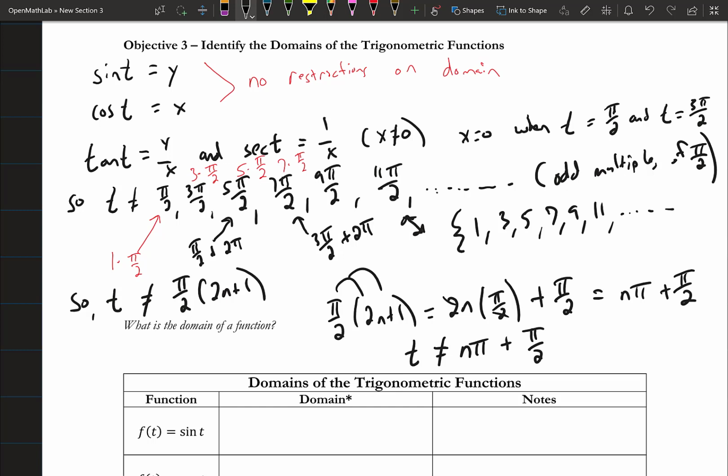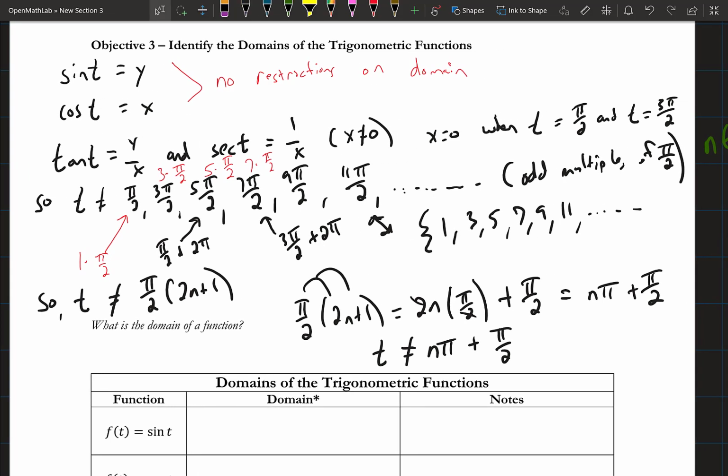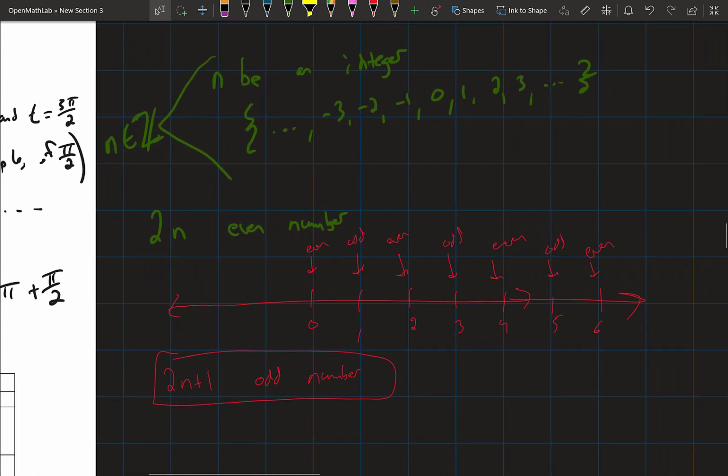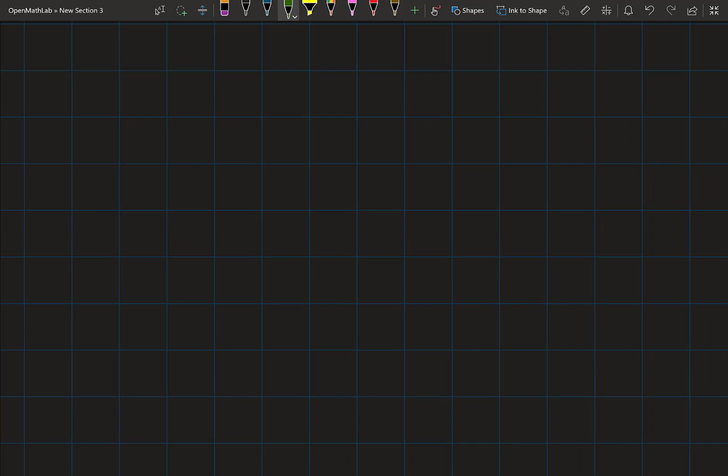Right? So that's just another way to write that. All right, so running out of room here, so I'm just going to come off to the side and finish up the next part of this.